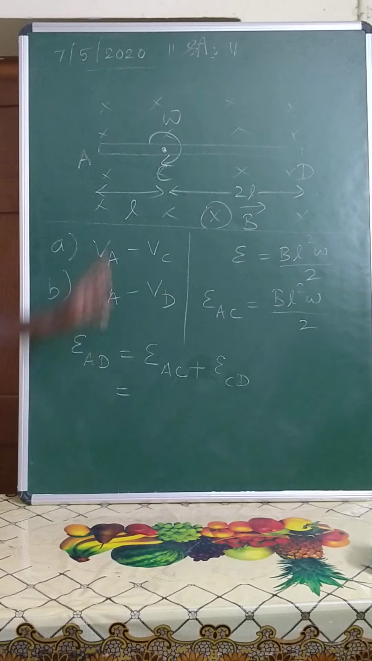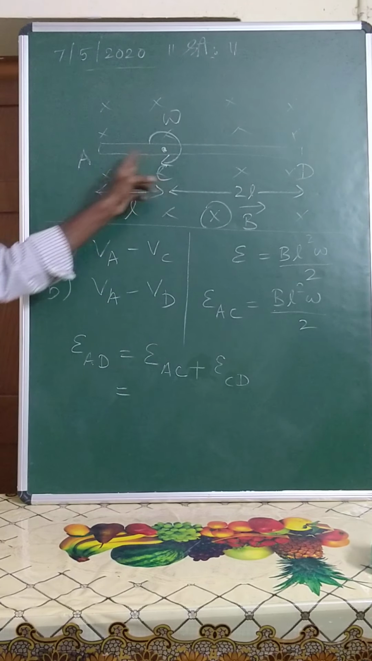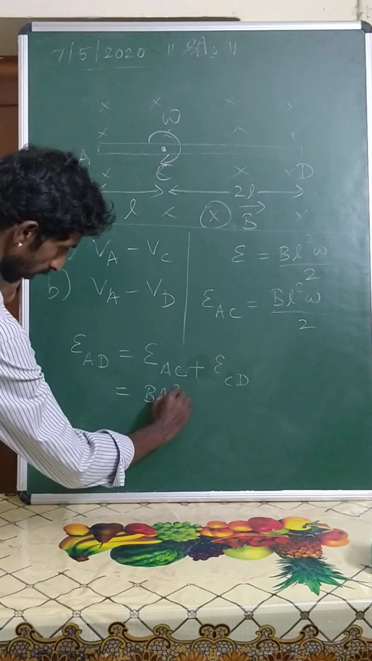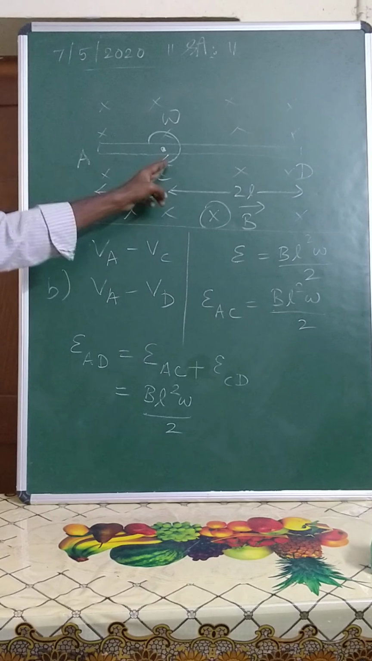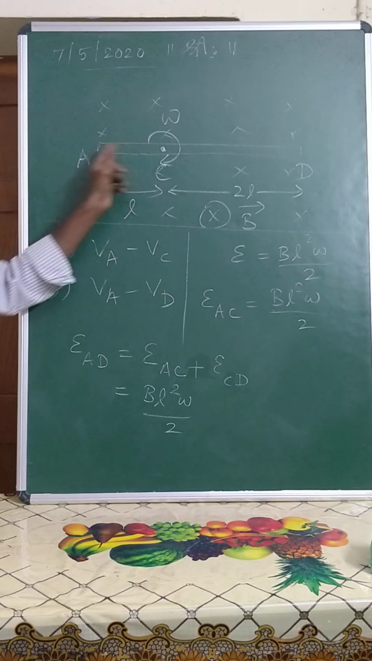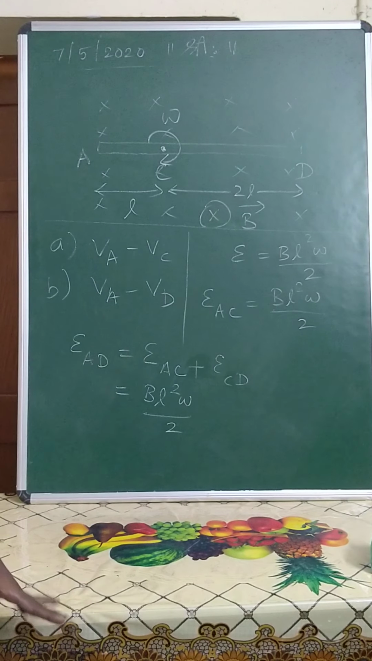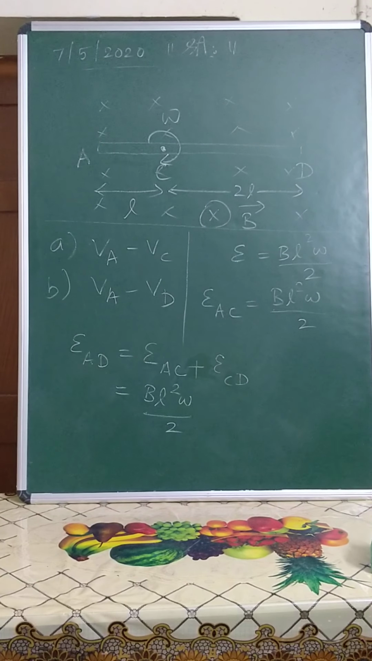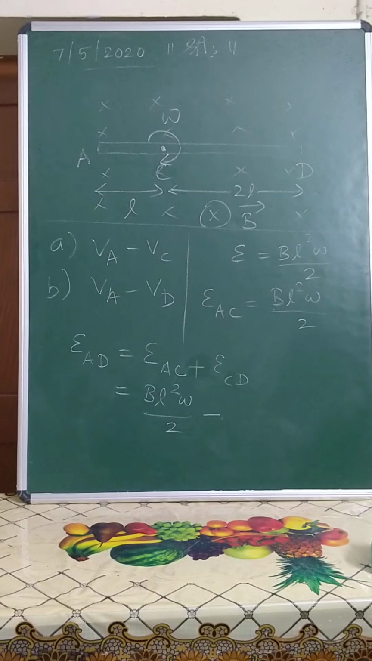So how can we write this? At point A, simply, the EMF induced will be BL square omega by 2. This is the EMF induced at point A with respect to C, from the fixed axis, this center point, to this edge. The EMF induced will be BL square omega divided by 2. Similarly, for C to D, they are asking for minus D.